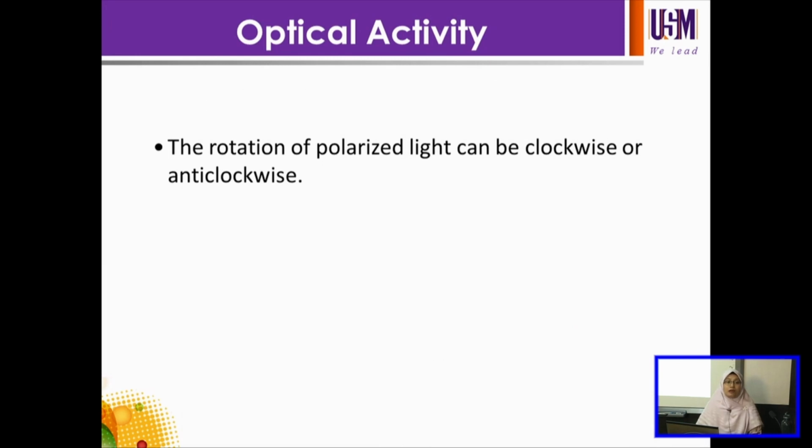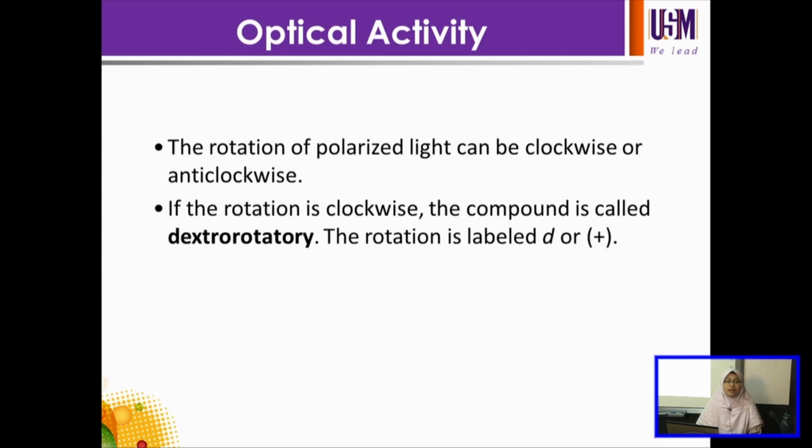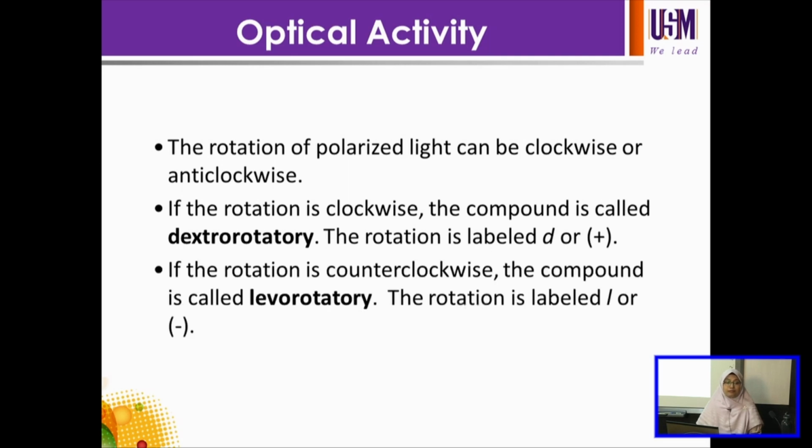The rotation of polarized light can be clockwise or anti-clockwise. If the rotation is clockwise, the compound is called dextrorotatory. The rotation is labeled D or plus. And if the rotation is counterclockwise, the compound is called levorotatory. And the rotation is labeled L or minus.